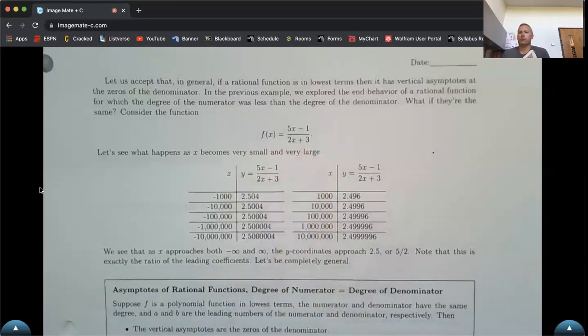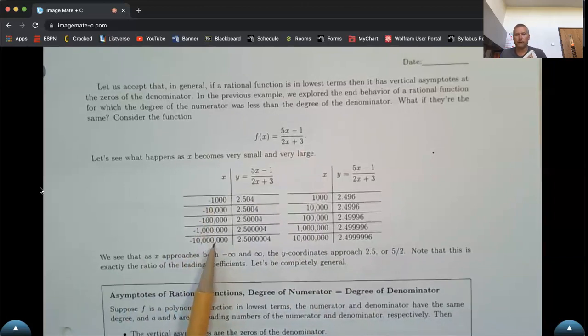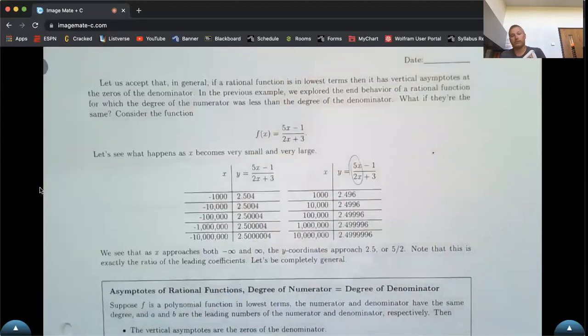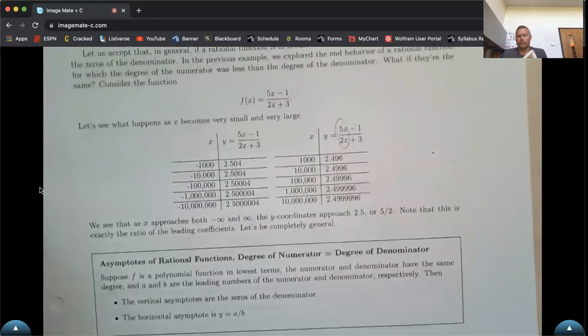But let's ask what happens on the extreme ends as we go off to the left and right. If I plug in very large negative numbers into x, so that's the left side of the graph, I see that my y's are getting close to 2.5. Also, if I plug in very large x's in the positive direction, I see again that my y's are getting close to 2.5. So as x approaches both negative infinity and infinity, in other words, as we go off to the extreme left and right ends of the graph, the y values are approaching 2.5. And what do you know? That's 5/2.